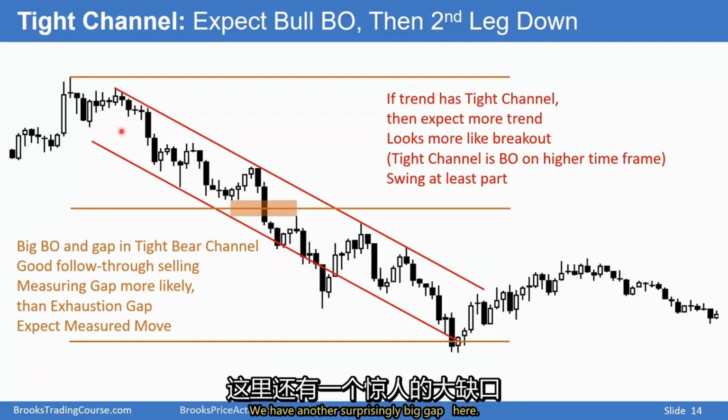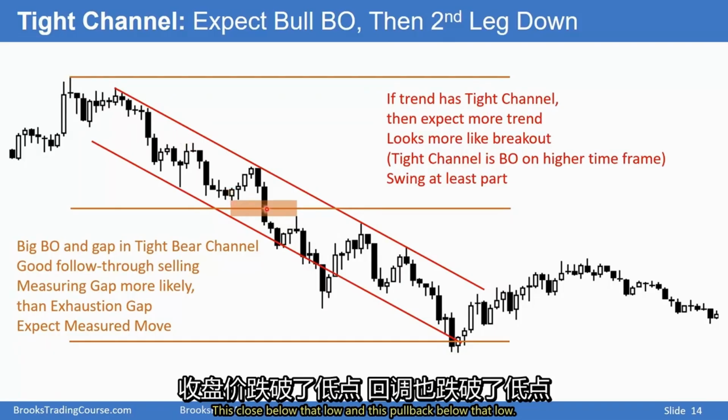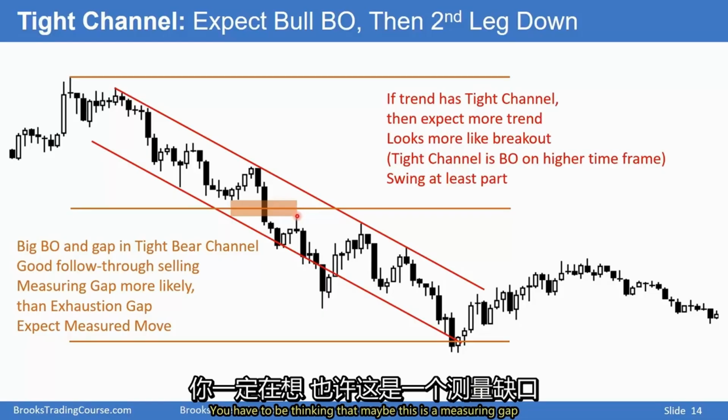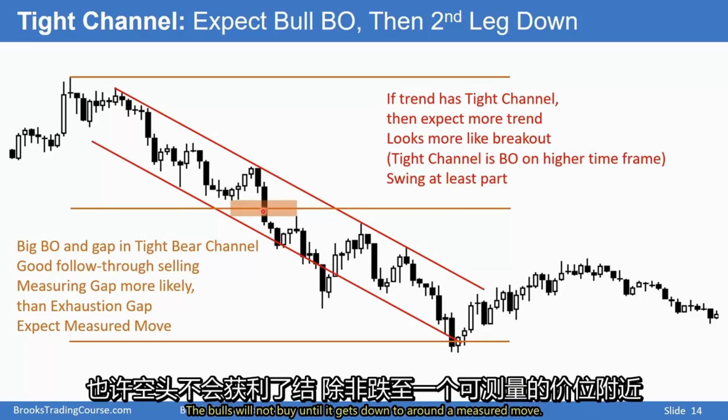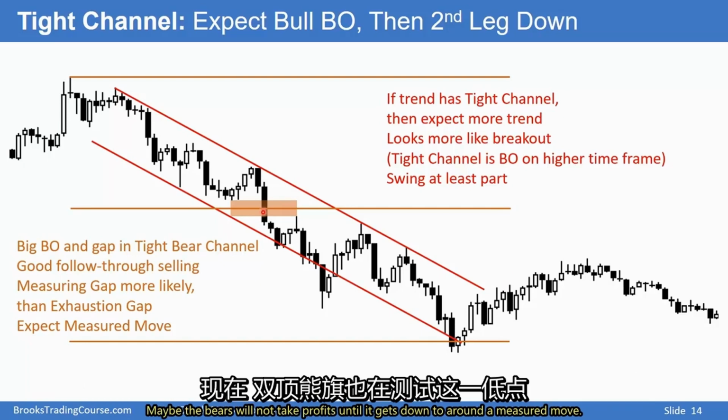We have a gap this low, that high. We have another surprisingly big gap right here. This closed below that low, and this pullback below that low. You have to be thinking that maybe this is a measuring gap, and maybe the bulls will not buy until it gets down to around a measured move. Maybe the bears will not take profits until it gets down to around a measured move.